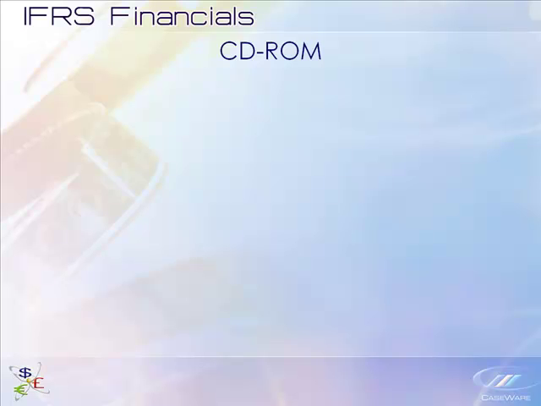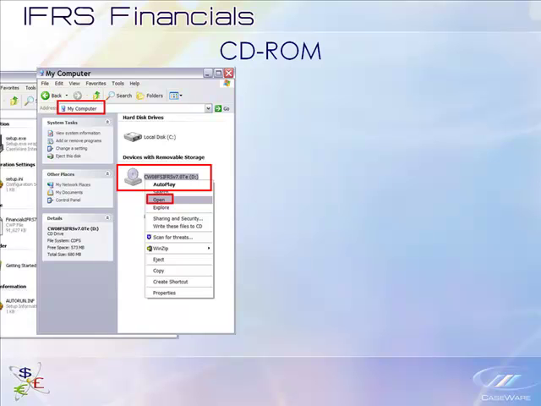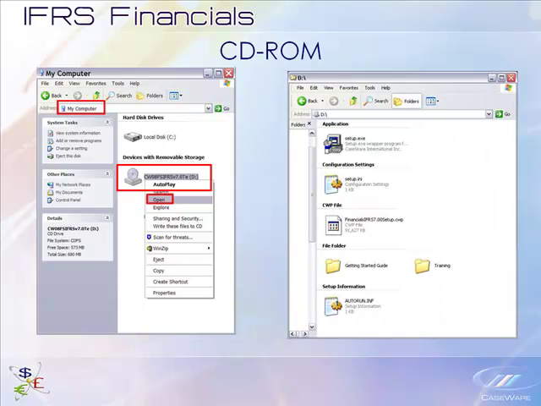Inserting the CD-ROM into your computer should start the installation process automatically. However, if it does not, locate it under My Computer, locate your CD drive, right-click, and select Open. Upon opening, you will be shown several files and folders. To begin the installation, double-click setup.exe.